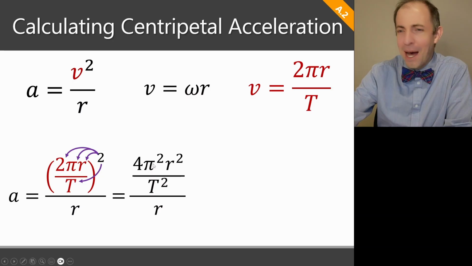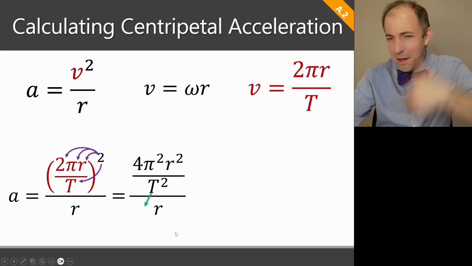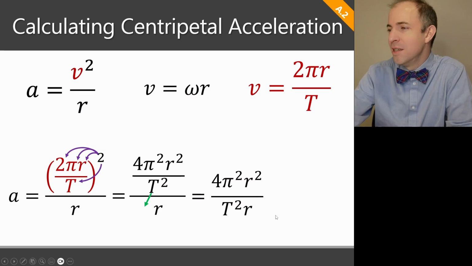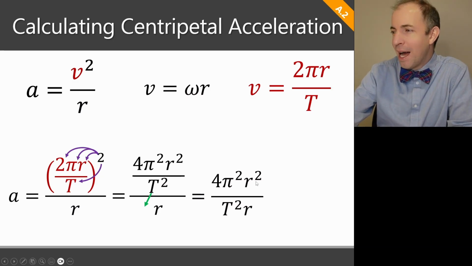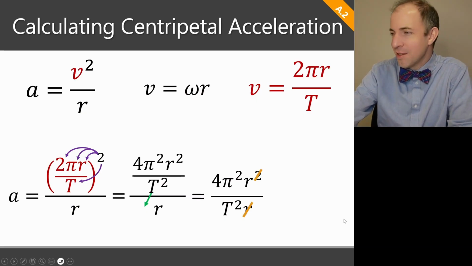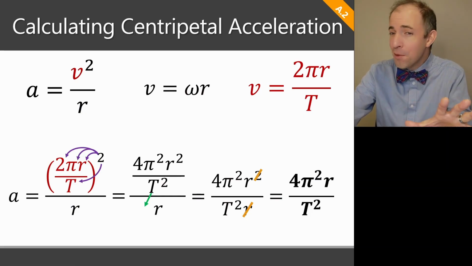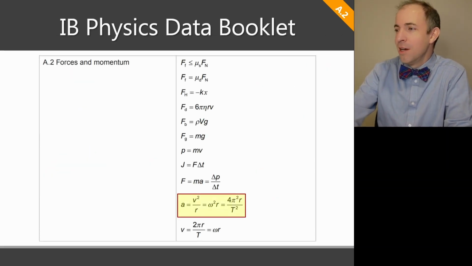Notice we're getting a pi squared. We don't see that very often. This t squared can go down to the bottom because I'm dividing with a fraction, and that turns into 4 pi squared r squared over t squared r. And then just like we did in the last slide, one of these r's can cancel out, and we get 4 pi squared r over t squared. Now, both of these equations for acceleration show up in the data booklet.